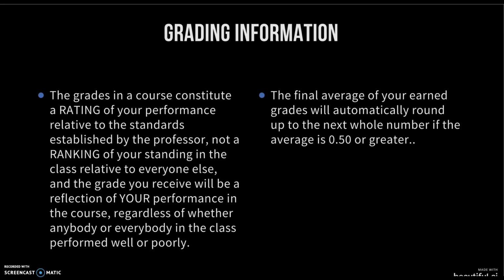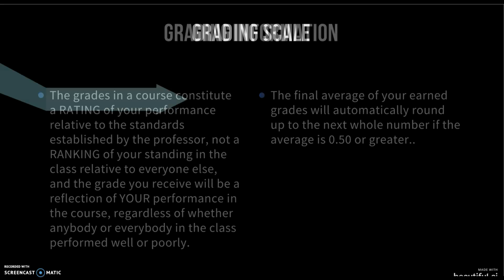Okay, the final average of your earned grades will automatically round up to the next whole number if the average is 0.5 or greater. So if we're at the end of the course and you are looking at an 89.5, that's going to automatically round up. If it's an 89.6, it automatically rounds up. So if it's 0.5 or greater, you don't have to worry about that. It will automatically go up to the next whole number. So that 89.5, that's really just a 90. 89.6, that's a 90.